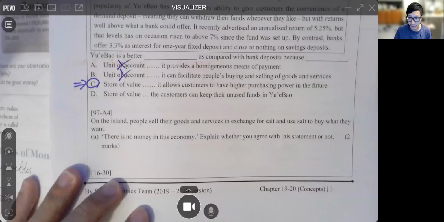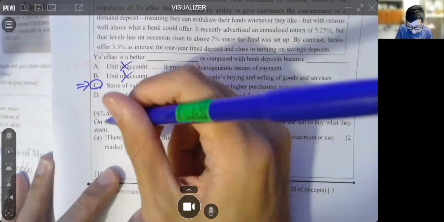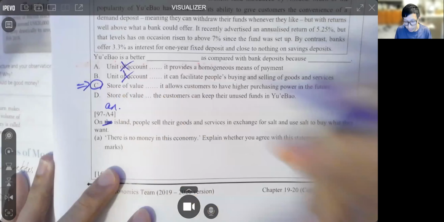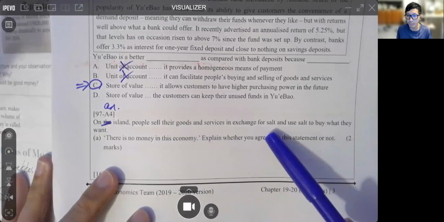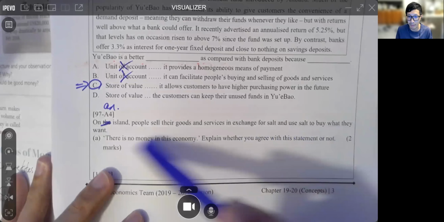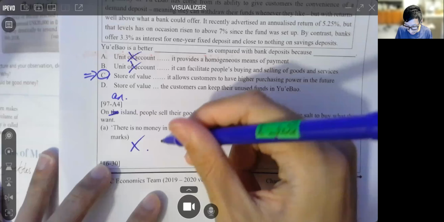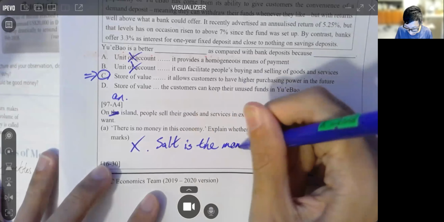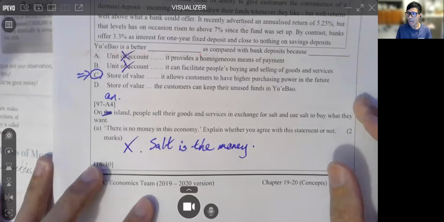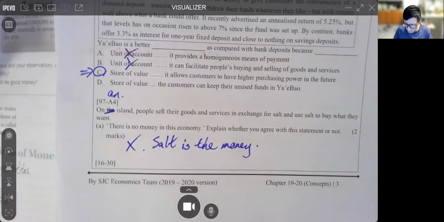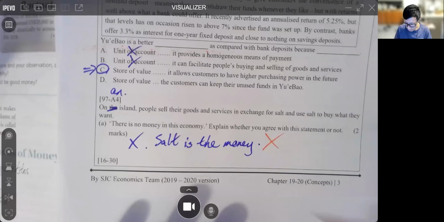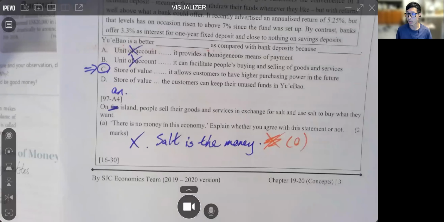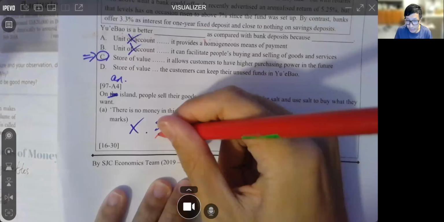On an island, 點解 the island? On an island 噶嘛. On an island, people sell their goods and services in exchange for salt and use salt to buy whatever they want. There is no money in the economy. Of course, this is wrong because salt is the money. First off, 啱啊嘛，咁咪濑嘢咯。No, you don't get mark. This is zero mark. 你都冇解过，点解疏砌 money 啊？You need to explain.